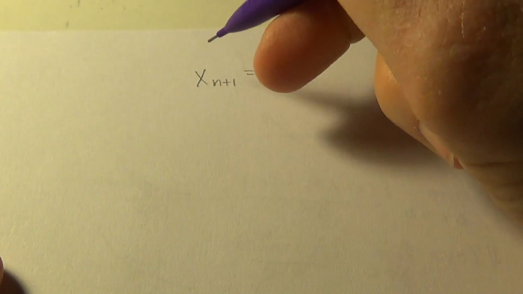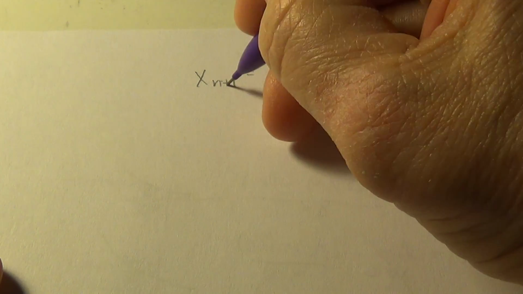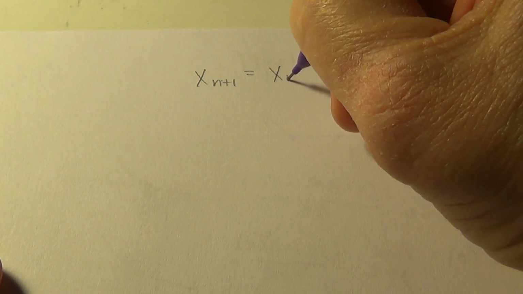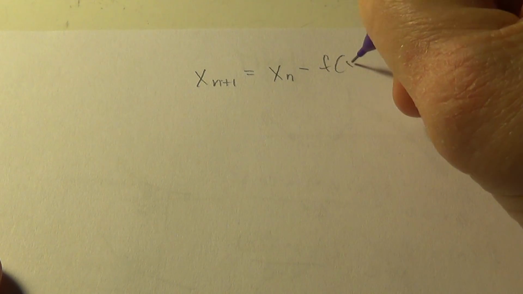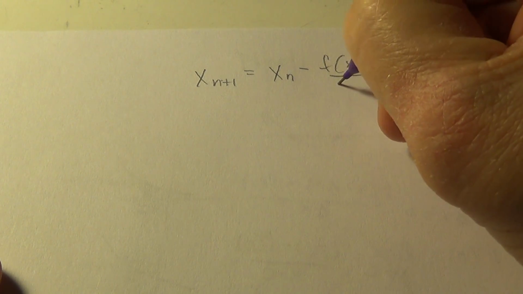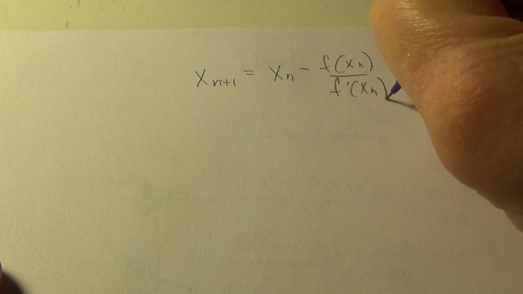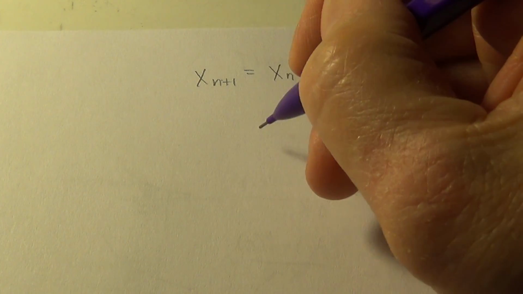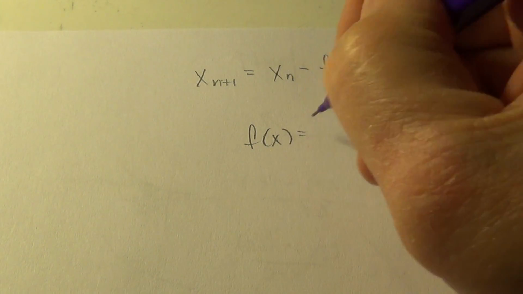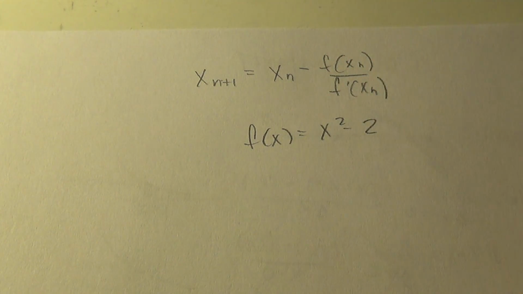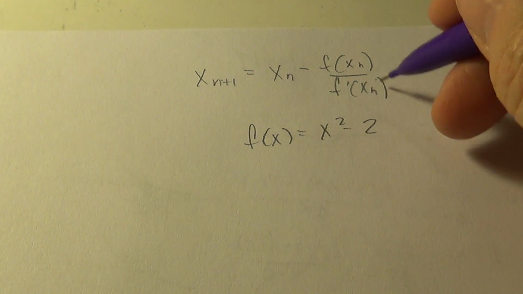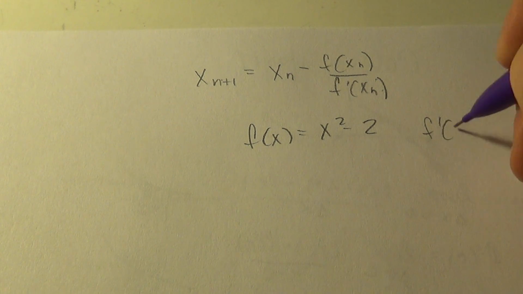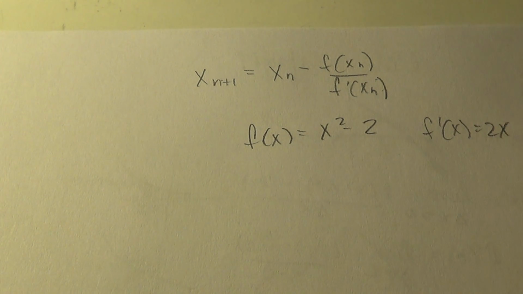So let me write it again. Alright, so the next guess or approximation equals the last approximation minus this expression. Alright, so let's do one. We'll take f of x equals x squared minus 2. And I'll go ahead and take the derivative, I see I'm going to need it. So f prime of x equals 2x.